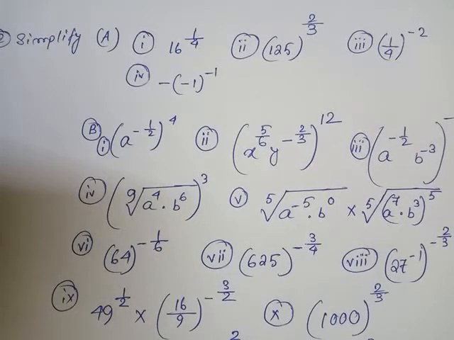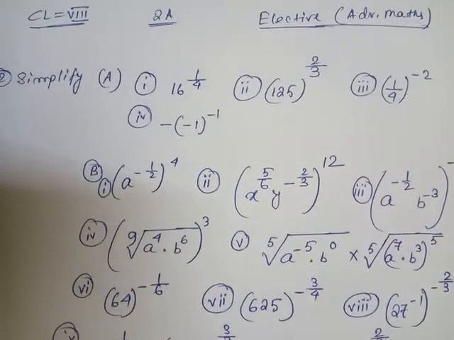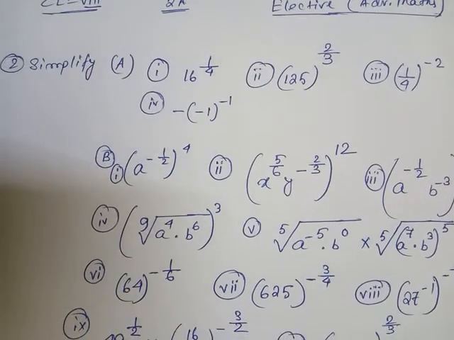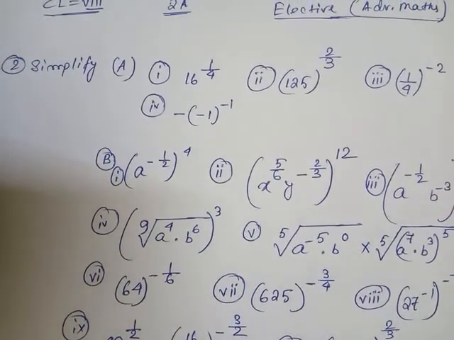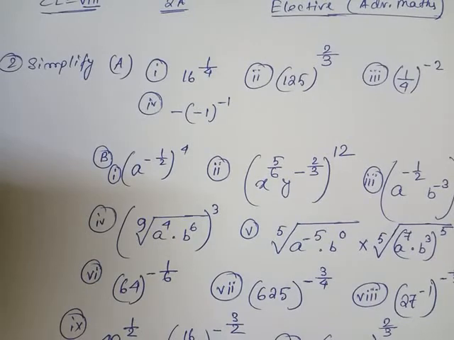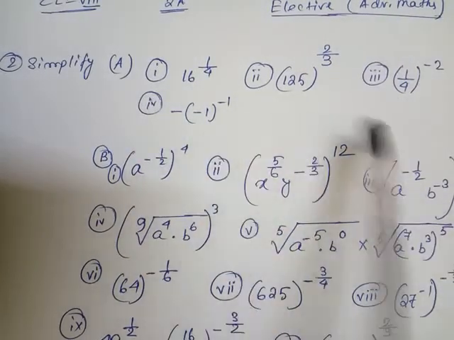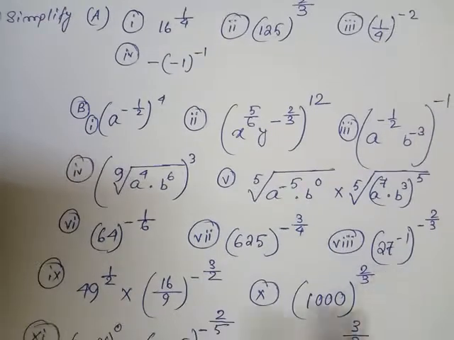Students, now we are going to solve exercise 2A, class 8 elective advanced maths. Question number 1 was already done in my last video, and now we are going to solve question number 2, simplify. There are two parts, A and B. In part A only 4 sums are there, and in part B there are 12 sums in total. Now we are going to solve all the sums one by one.